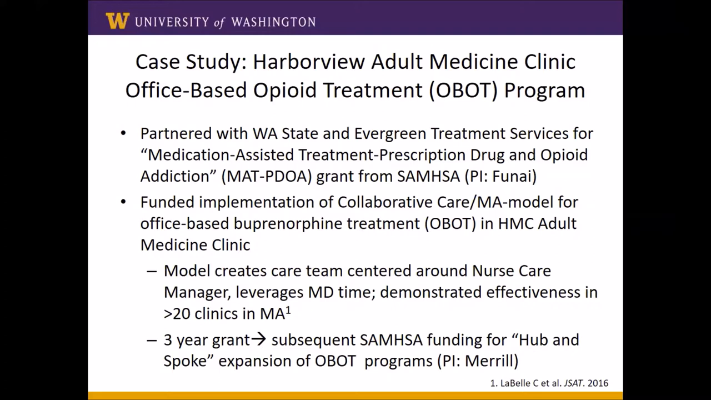And as you recall, a major barrier for primary care providers to prescribe buprenorphine is cited as a lack of time and clinic support. So we adapted this collaborative care model that uses a nurse care manager as the center of clinical activities that was originally pioneered at Boston Medical Center. So we've had some great success with that model and have subsequently acquired new funding to expand this program beyond the adult medicine clinic and even beyond Harborview.